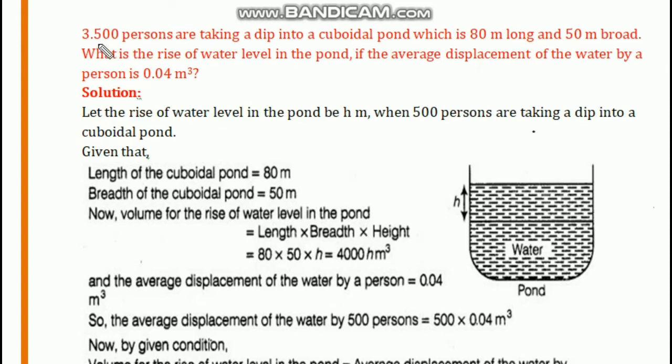Students, let's discuss an NCERT exemplar sum. 500 persons are taking a dip into a cuboidal pond which is 80 meter long and 50 meter broad. What is the rise of water level in the pond, if the average displacement of the water by a person is 0.04 meter cube? Actually, here we need to find out the rise of water level in the pond.